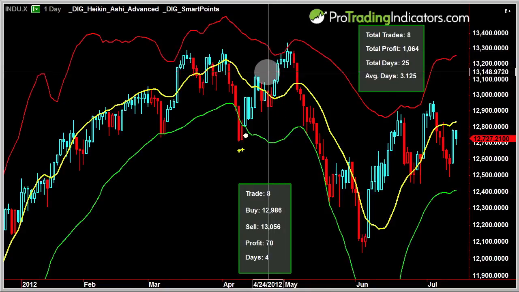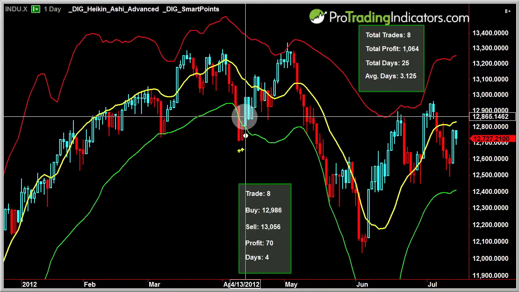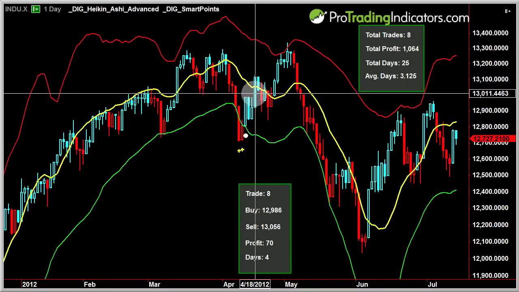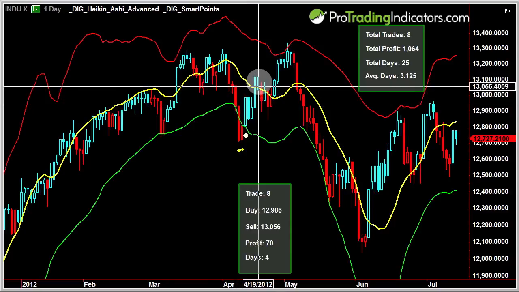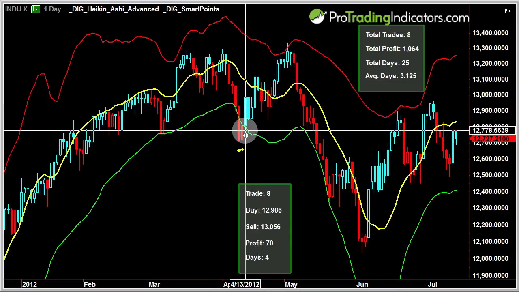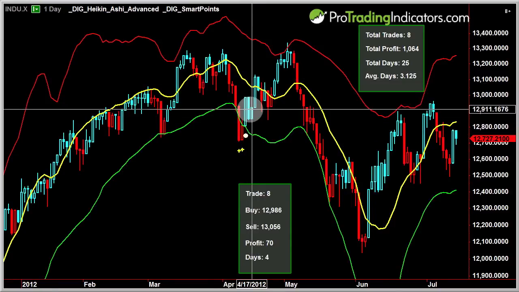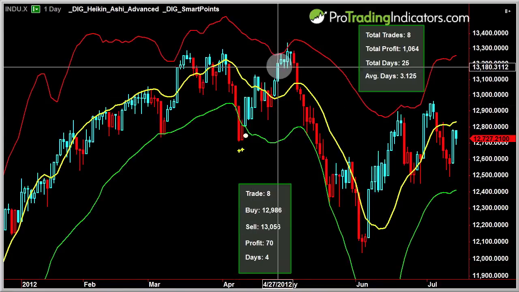And then what I found with this indicator is not only does it give you quick, consistent profits, but a lot of times, based on some other indicators I'll show you, it'll give you the earliest possible entry into a trade that's going to move for a significant amount of time.